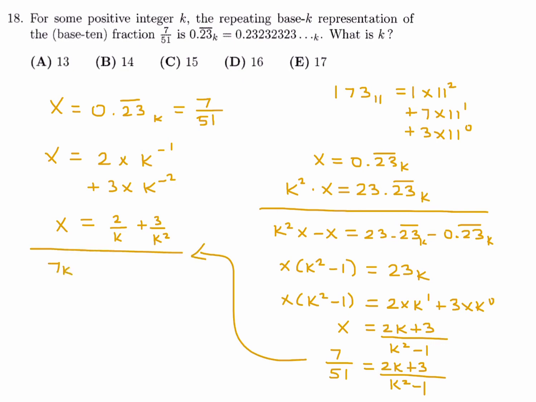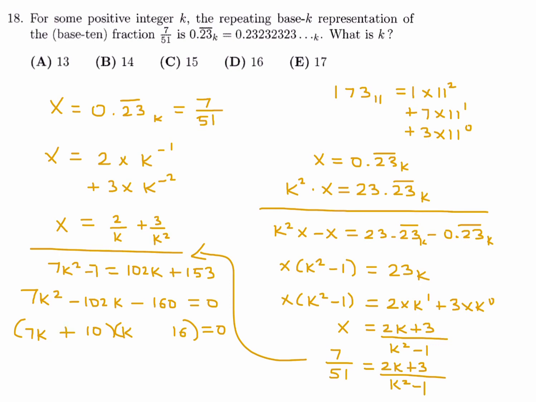So cross multiply and get 7 times k squared minus 1 is equal to 102k plus 153. Put everything on one side and get 7k squared minus 102k minus 160 is equal to 0. And I think this should factor: 7k, k, 10 and 16. So that means k is either 16 or negative 10 over 7. And obviously the answer would be 16. So number 18, that is D.